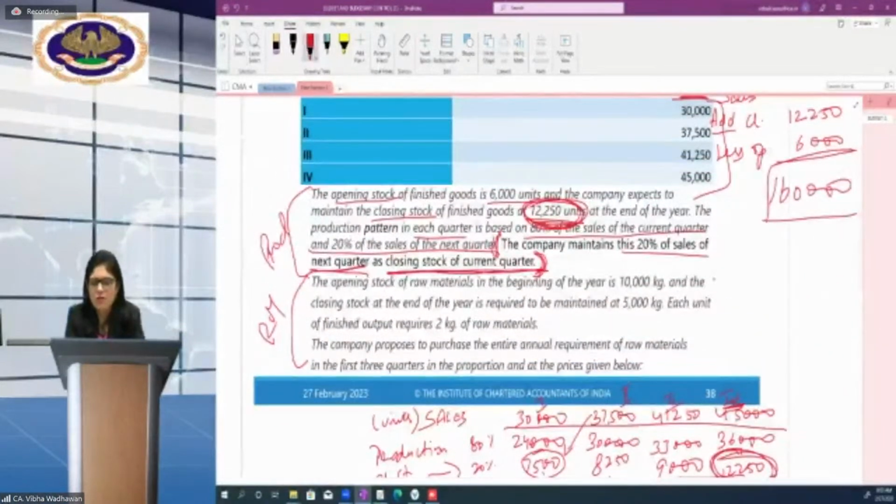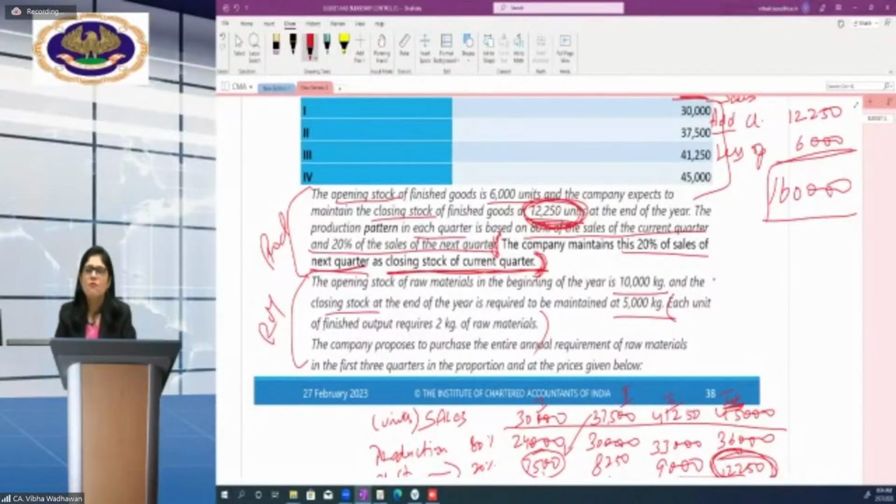Opening stock of raw material in the beginning is 10,000. Closing stock at the end of the year is 5,000. Each unit of finished output. Now, this is important for consumption. How much is the finished output? The production, 1,60,000 we need to produce. To produce 1,60,000, how much raw material do we require? That is the raw material consumption budget.